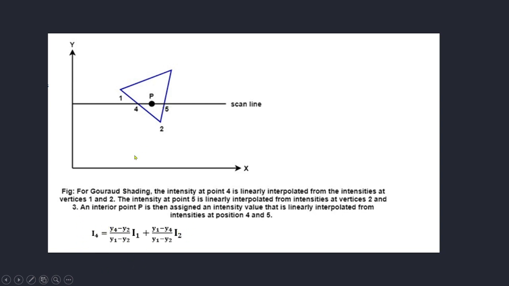We will use this formula to determine the intensity values at 4 and 5, and when we get the intensity values at 4 and 5, we will use the same formula to determine the intensity value at point P. Using point P we will shade the entire surface, and this will give a more realistic, smooth and gradual appearance as compared to flat shading. So this was the key concept, and this is the key formula here.